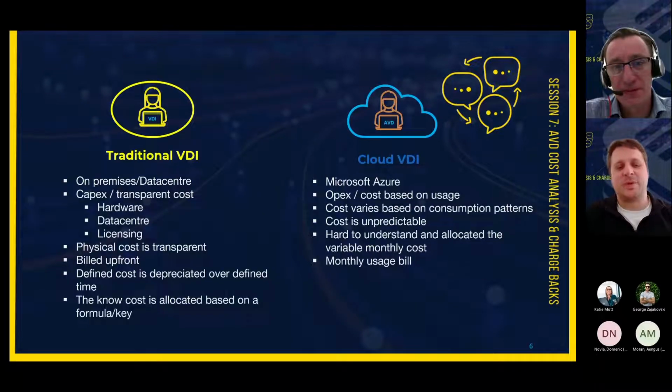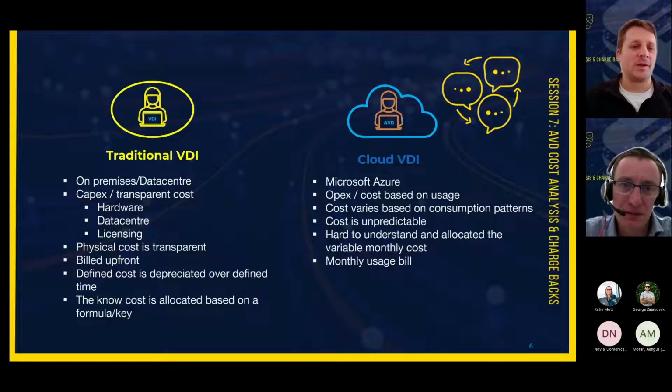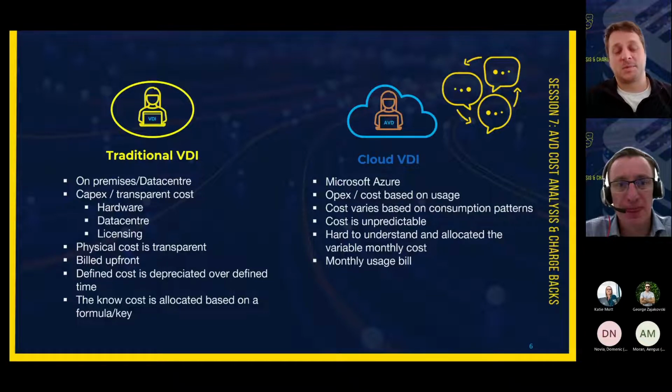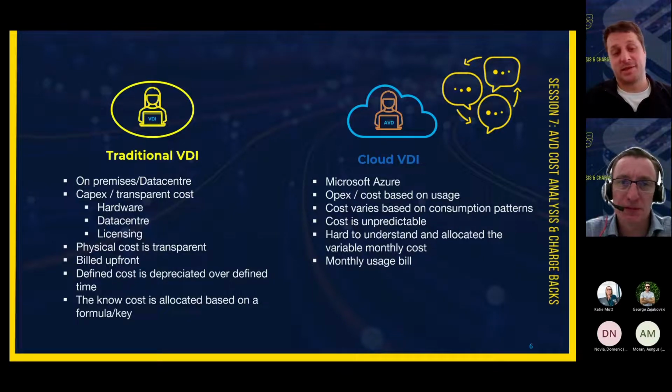Yes, and let's jump into a bit more detail to compare the two models. On the left we have that traditional VDI model that's usually on premises or in a data center. We talk about CapEx a lot and have transparent costs. Think about things like hardware, the data center cost, the licensing cost, all that kind of stuff. Physical cost is very transparent. I order a server, it gets shipped, I get an invoice for that. I know what I bought. I get billed up front, usually when that server or physical device arrives, or I buy that license and I get billed for that and I pay it.